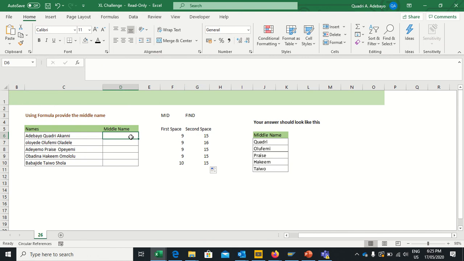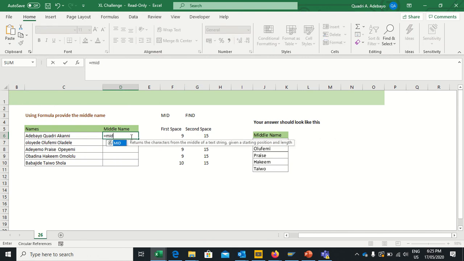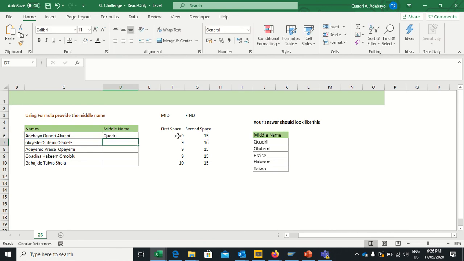So in order now to get what is in between, you just need to do MID. This is the text, the first argument. The starting point, because we need it to pick something from the middle of the text. Then it asks us, what is the number of characters you want to pick? The number of characters we want to pick is the difference between 15 and 9. We do 15 minus 9, and we press enter. And this is how we extract Quadri.